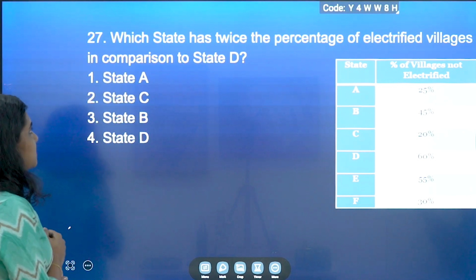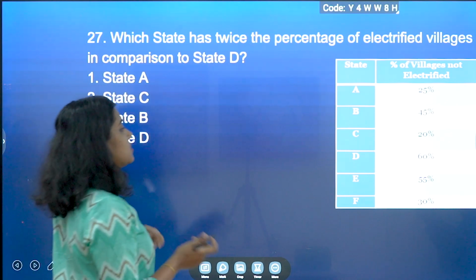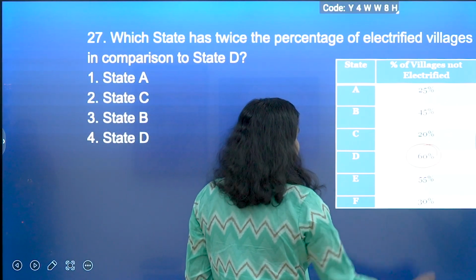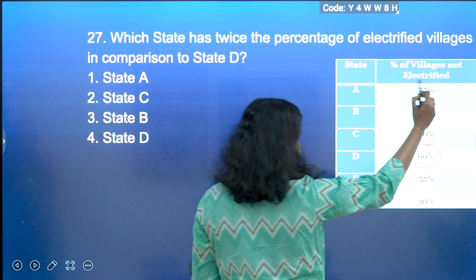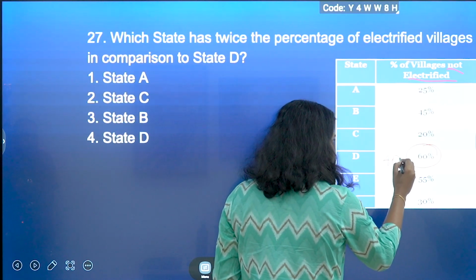The next question is, which state has twice the percentage of electrified villages in comparison to state D? In state D you have 60% non-electrified villages. So, the percentage of electrified villages will be 40.